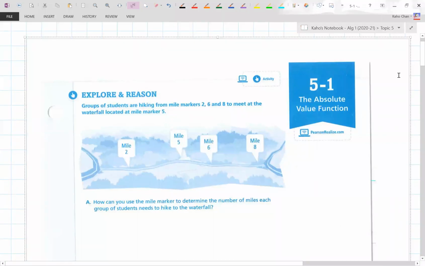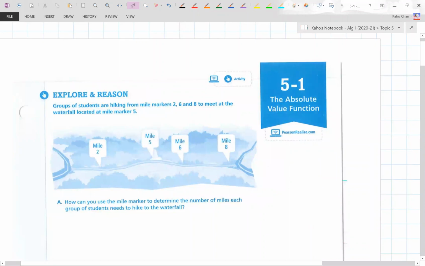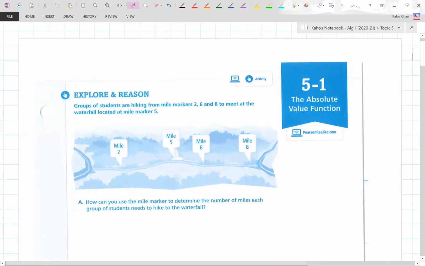Hello, Mr. Chan here, about to do a lesson for Algebra 1, 5-1, the absolute value function. Grab your note takers and turn to page 97, and let's get started.